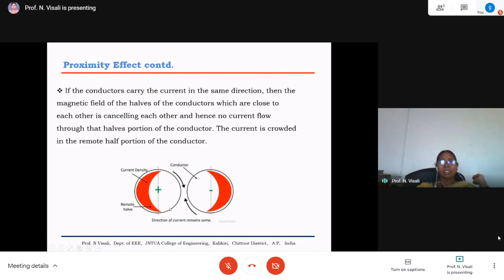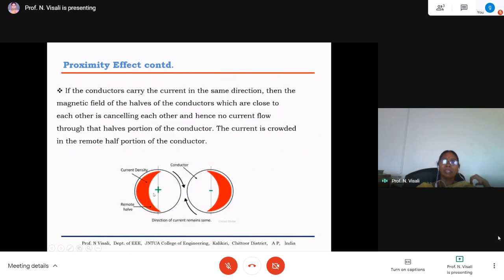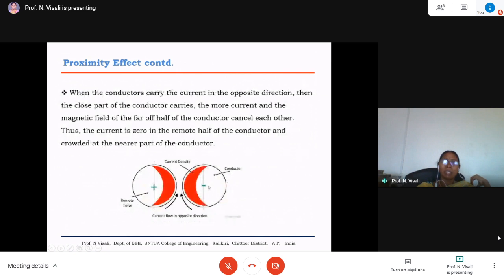Half of the conductor has no current density, and the other half carries the current density. This type of effect will be there when the two conductors carry current in opposite directions, and also when the current is in the same direction, with a different distribution. When the current flows in opposite directions, this type of current density will be there.